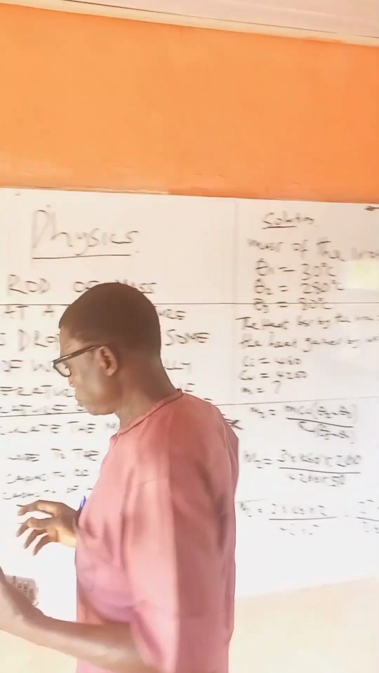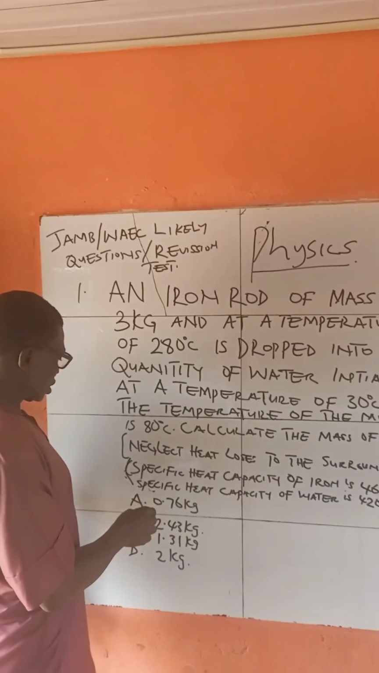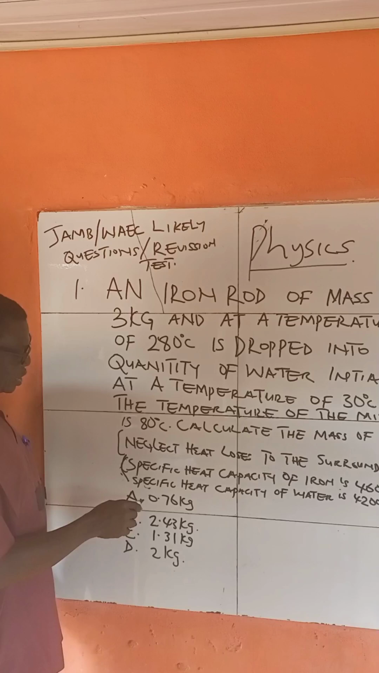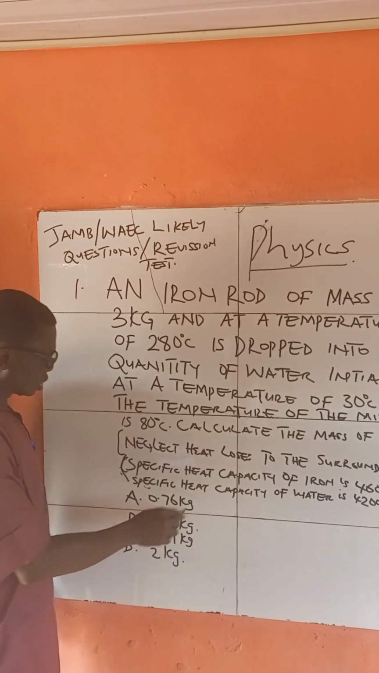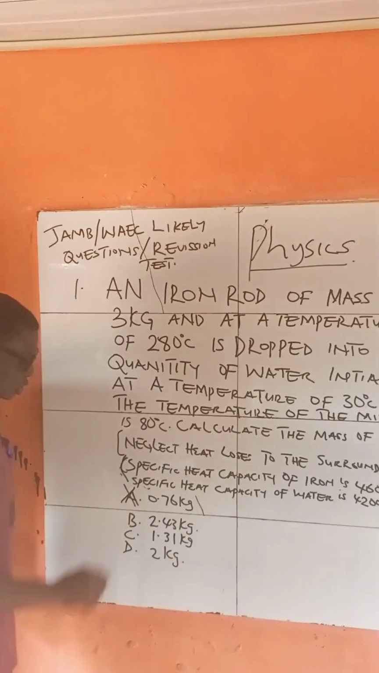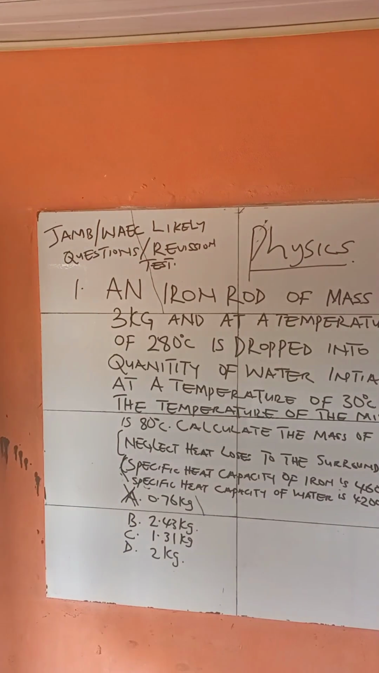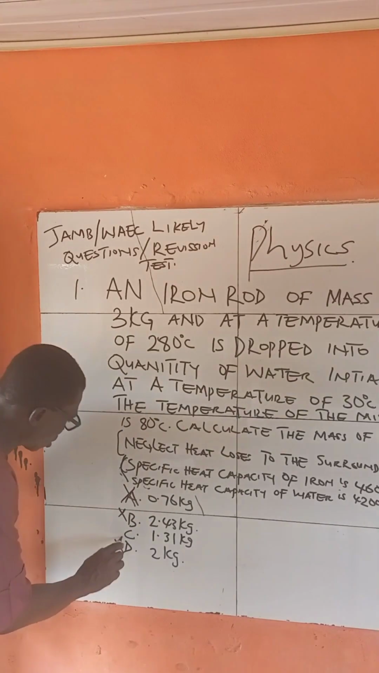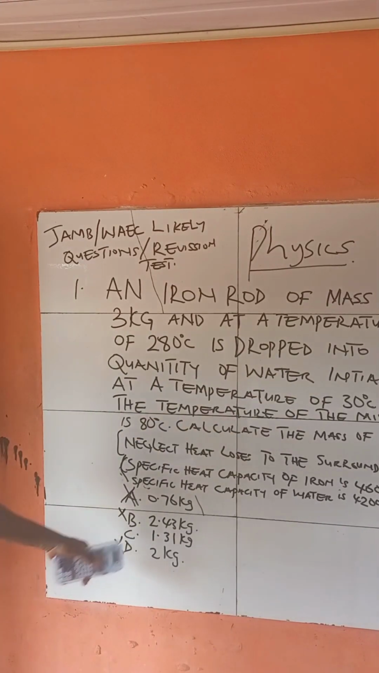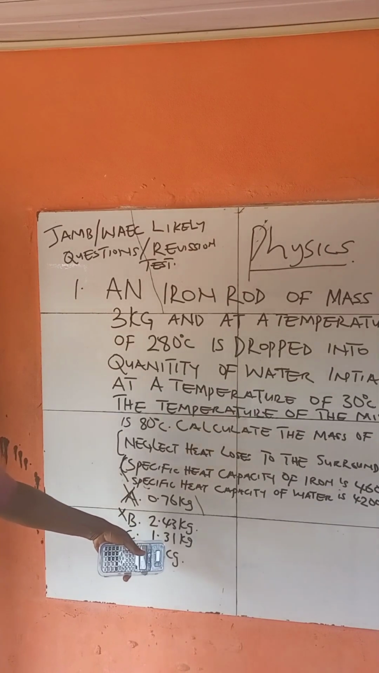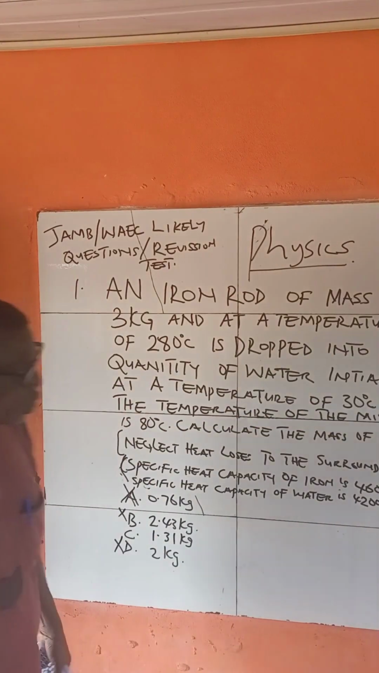Coming back to the options. A is 0.76 kg, which means A is wrong. B says 2.43 kg, so B is also wrong. D said 2 kg, so D is also wrong. It's C that says 1.31 kg, which is what we got there.